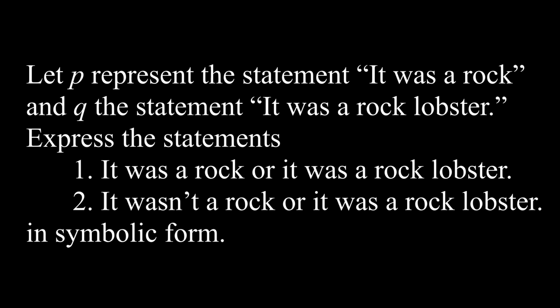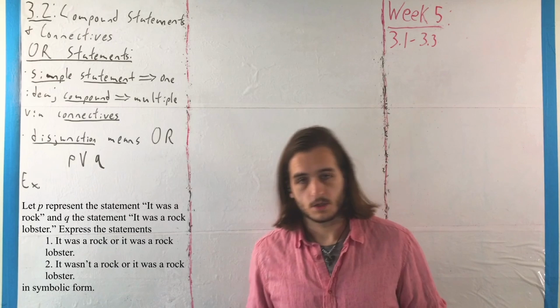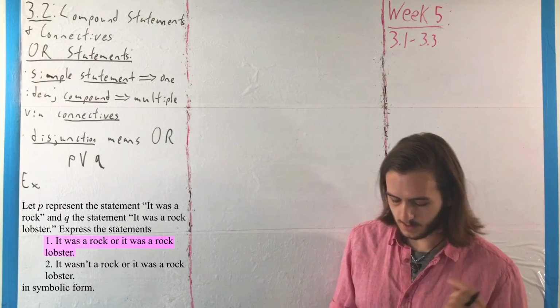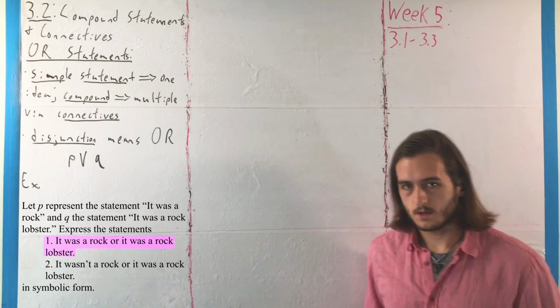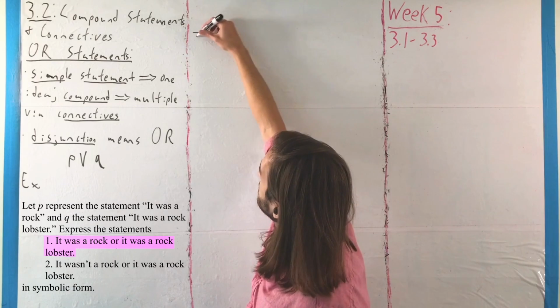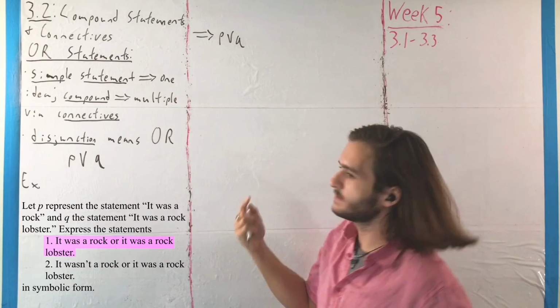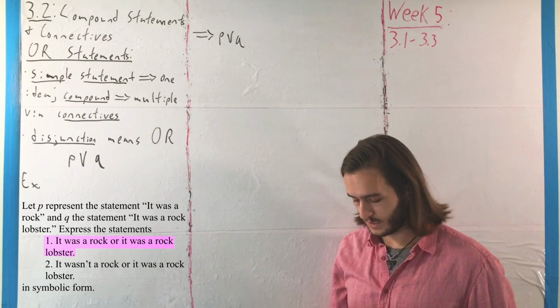Here we'll let P represent the statement "it was a rock," while Q represents the statement "it was a rock lobster." And what we want to do is express the two statements "it was a rock or it was a rock lobster," along with "it wasn't a rock or it was a rock lobster," using symbolic logic. So for the first, again, we're doing that very direct case like we did in the last example of having P, it was a rock, or Q, it was a rock lobster. So we just have the standard P ∨ Q, P or Q in that notation.